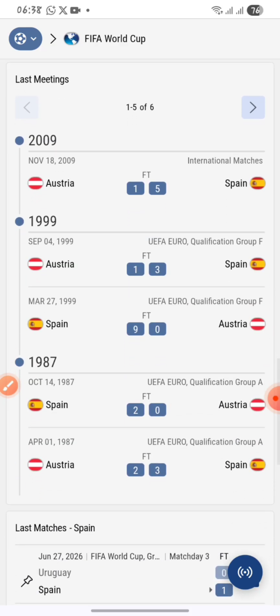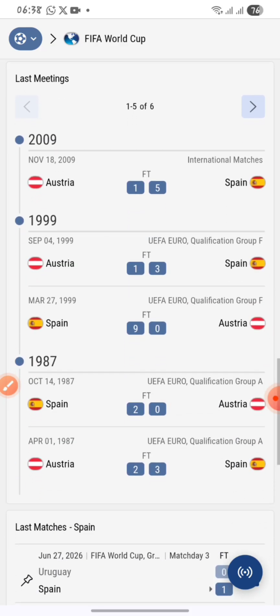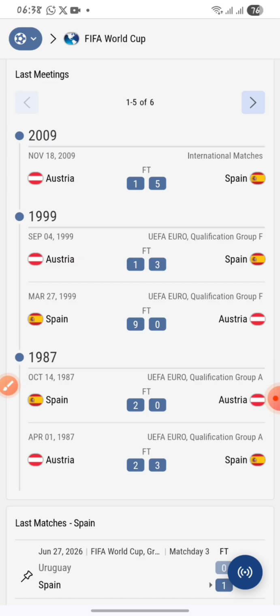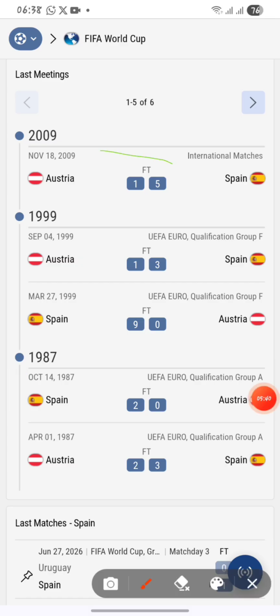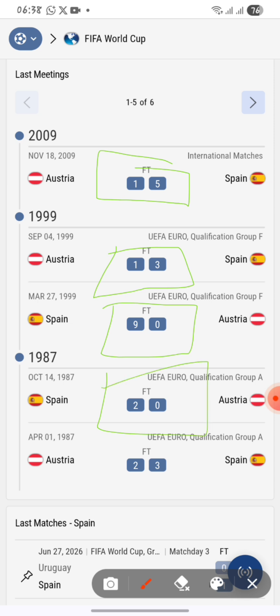matches when these teams played against one another, right? We can see that in 2009 Spain won 5-1 against Austria. In 1999 Spain won 3-1 against Austria. In 1999 again, Spain won 9-0. In 1987, Spain won 2-0. In 1987 again, Spain won 3-2. Right? Why are we looking into these previous games?